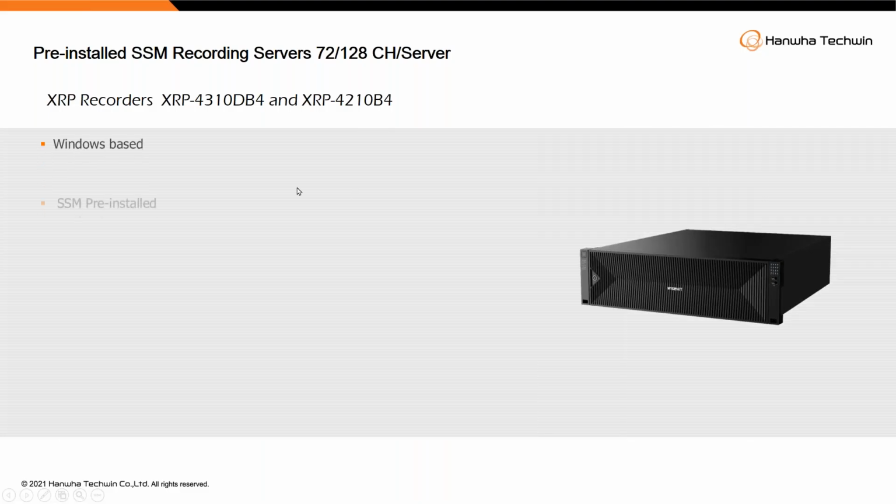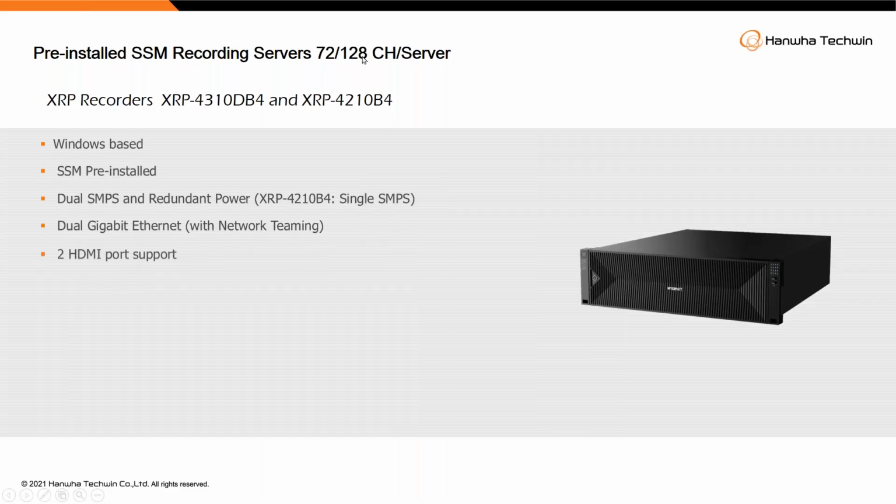For higher density recording, 128 channel, 72 channel, the first type of recorder is called XRP. P means PC based, Windows based recorders. The difference is this is Windows. Second difference, it is again pre-licensed. So it's like you're buying another NVR but pre-licensed with SSM, and it is running on Windows. So you can buy this unit for 128 cameras.